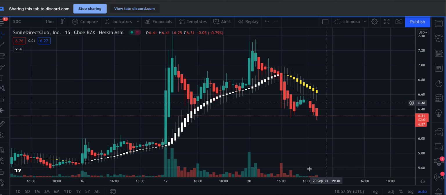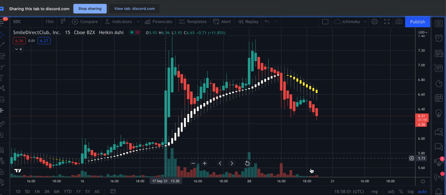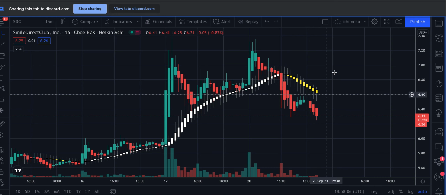It needs a lot of volume, which is this green volume right here, the buying pressure. And when you start seeing that buying pressure, then it might go back up.